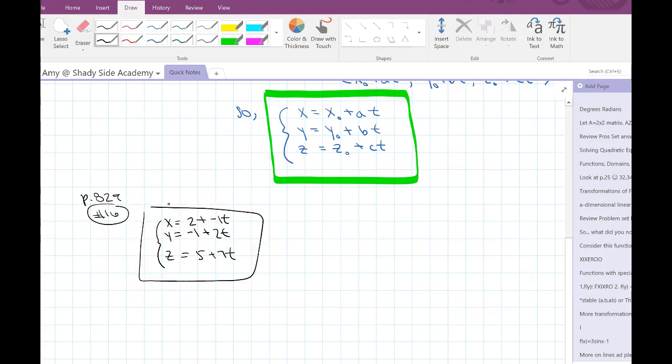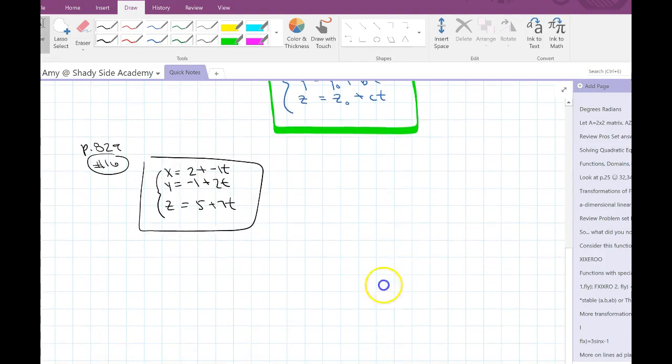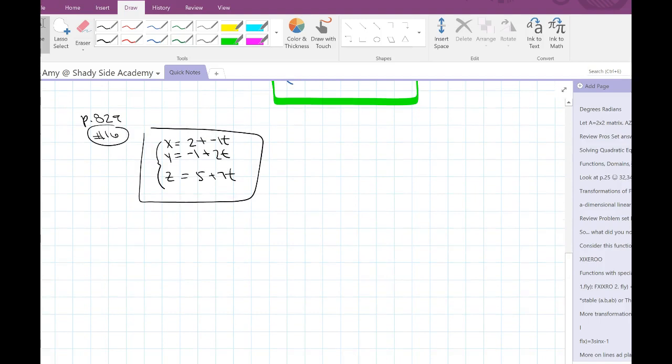That's it. Let's do a little bit more. How about this one? 13. I like 13. The line that is, I like this one, tangent to the circle x squared plus y squared equals 25. I want the line tangent to that circle. And I want the line tangent to the circle at the point (3, -4).